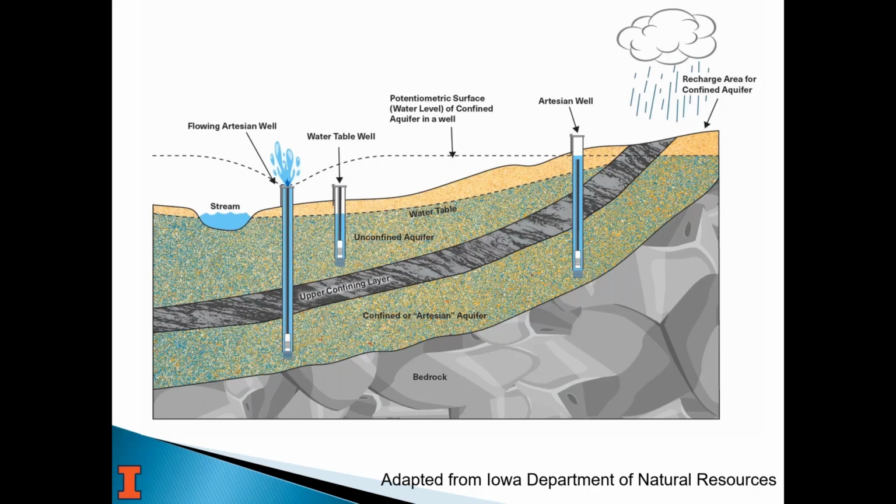The water level in a confined aquifer is always going to be higher than the water table in this case, because where it's being recharged is higher on the landscape and higher elevation. And so it's the pressure from the right that's pushing, like I mentioned with the juice box, it's pushing water up into those two deep wells.